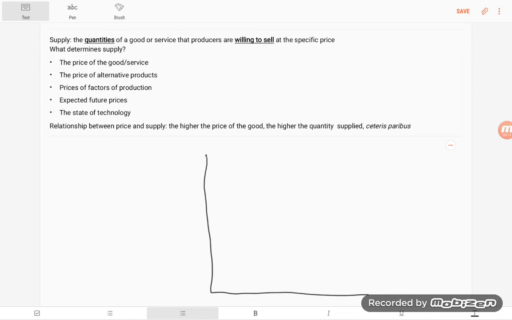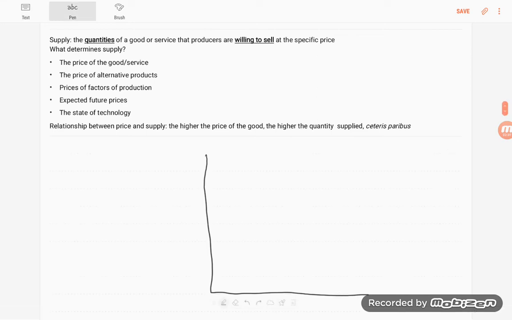What determines supply? The price of the good, the prices of alternative products, prices of the factors of production that are used in production, the expected future prices of the goods and services, and the state of technology. The relationship between the price and the quantity supplied then is that the higher the price of the good, the higher the quantity supplied, ceteris paribus again.